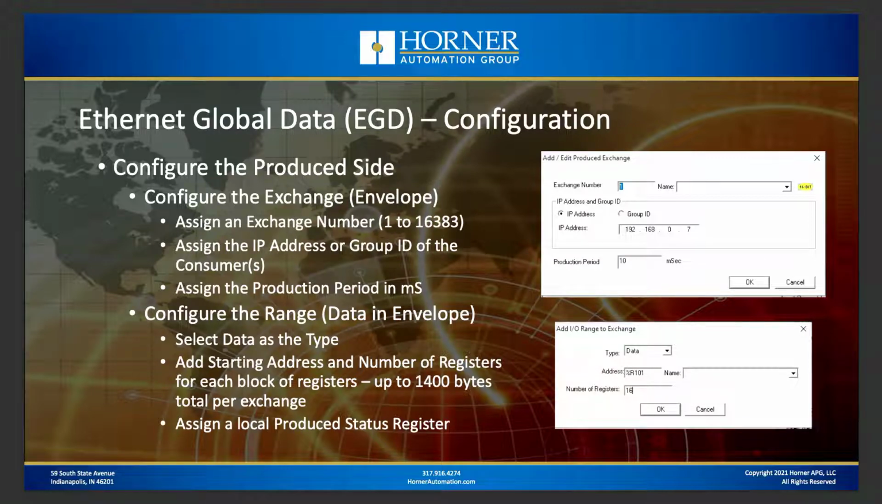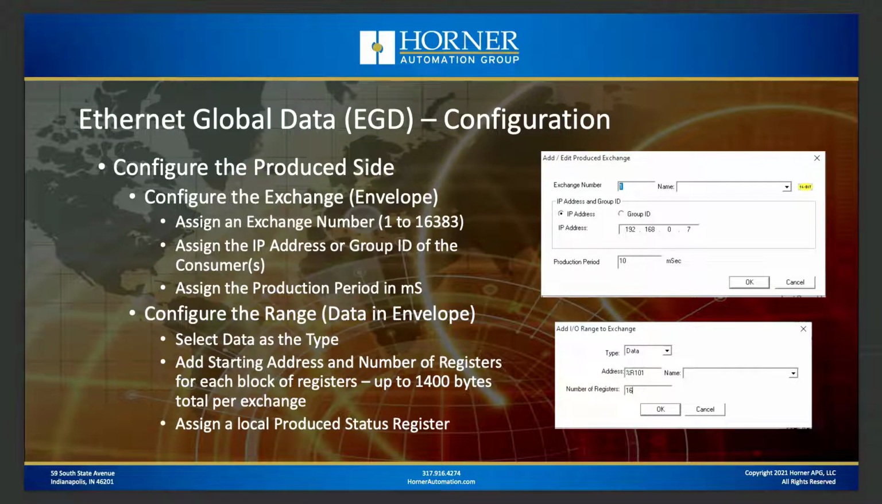So first thing we have to do is we typically are going to configure the produce side. Who is sending the data? And first we're going to start with configuring the exchange for that produced data. We're going to assign an exchange number. So every exchange has to have a number, and it's going to be in the range of 1 to about 16,000. And a typical OCS could send as many as, I believe, maybe a couple hundred exchanges. Now, most applications just have a few.